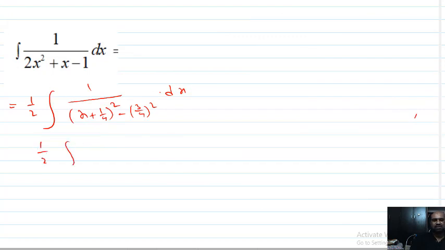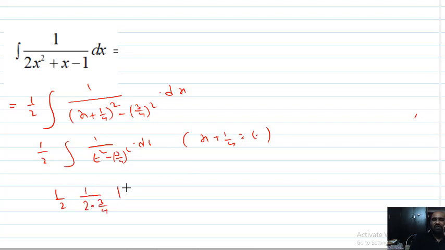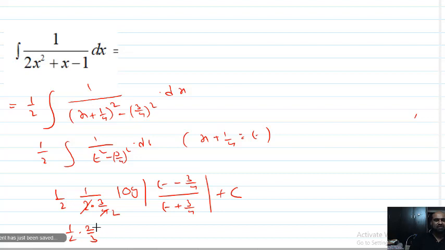So 1 by 2 into integral of 1 by t square minus 3 by 4 whole square into dt, provided x plus 1 by 4 equal to t. Okay, directly 1 by 2 into 1 by 2a, where a is 3 by 4, logarithm of t minus 3 by 4 by t plus 3 by 4 plus c. So the 2s cancel, and the fraction becomes 2 by 3, I think that is correct. Into logarithm of, t means what?